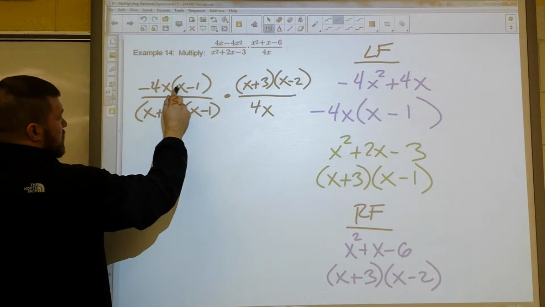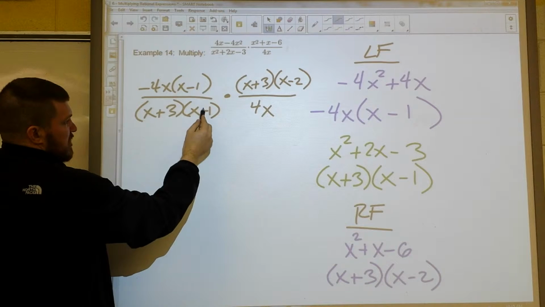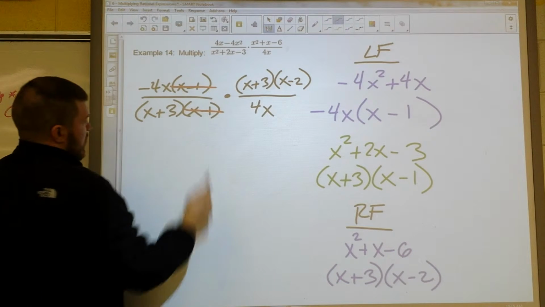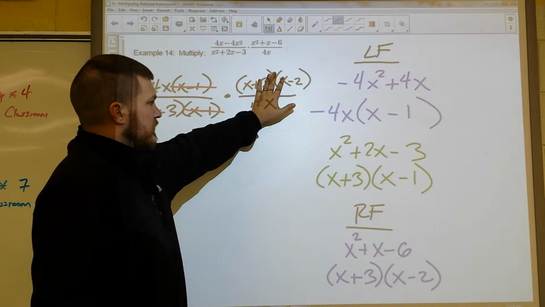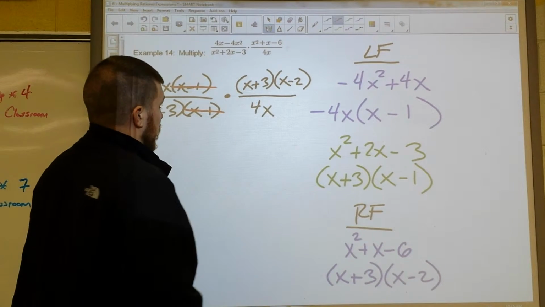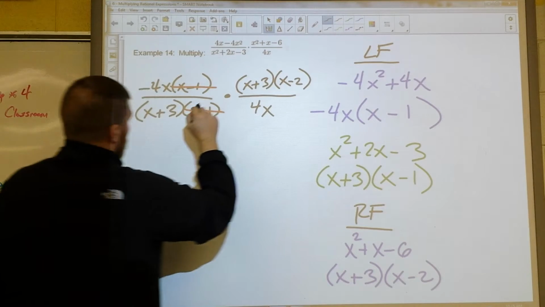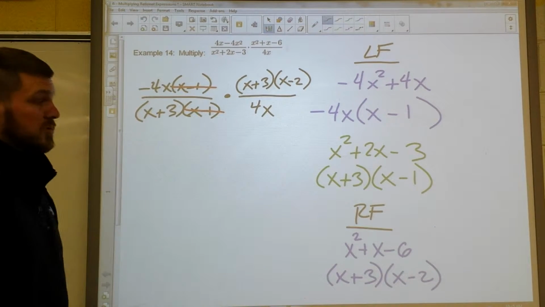So automatically I see x minus 1, x minus 1. Those match up perfectly, so those two are going to cancel out. Now in this second fraction I don't see anything that cancels out, so I'm temporarily done canceling things out. So now I want to start multiplying. Remember, we multiply straight across.